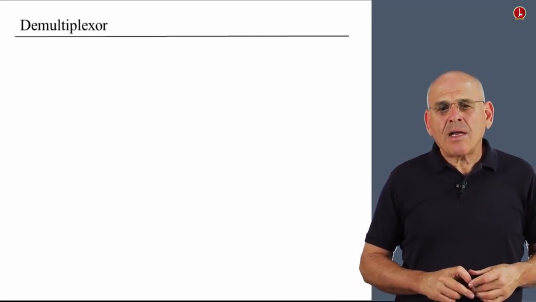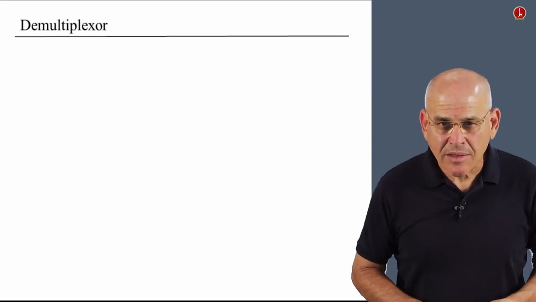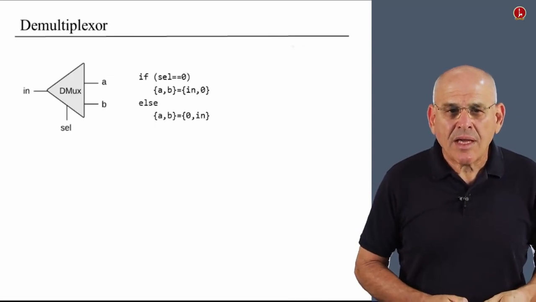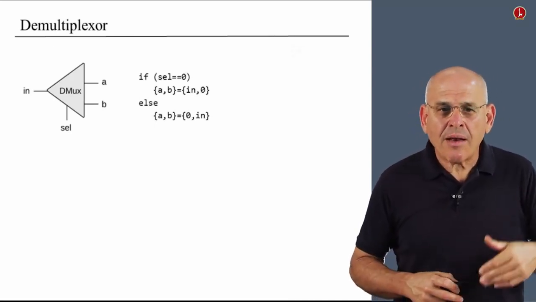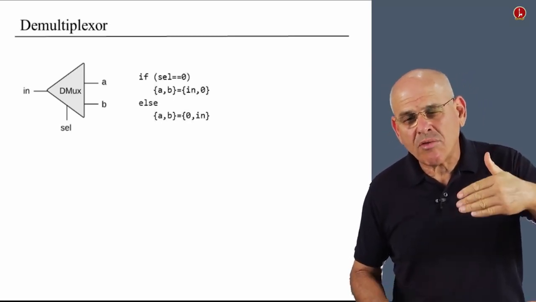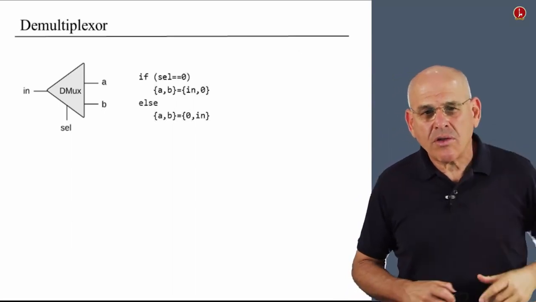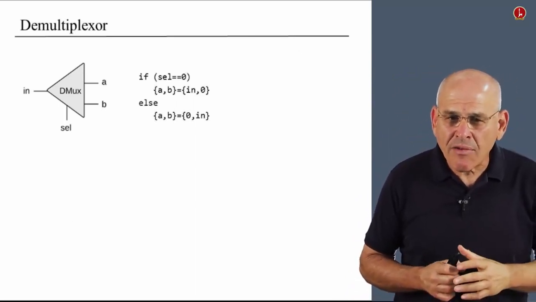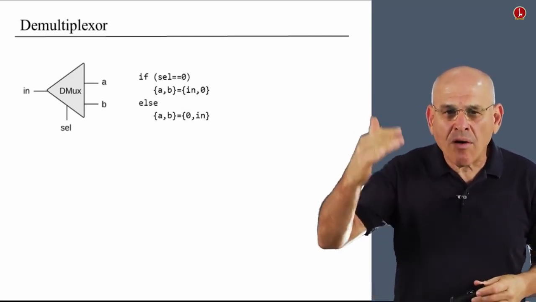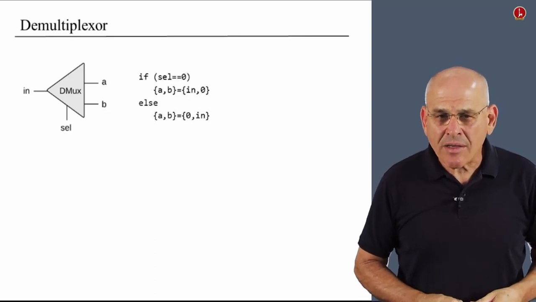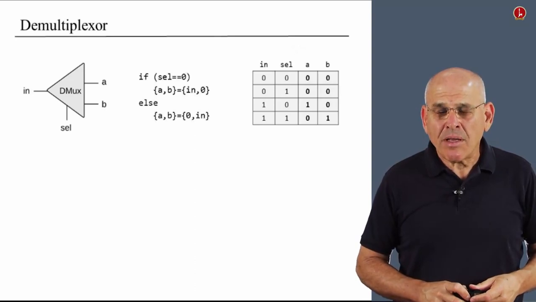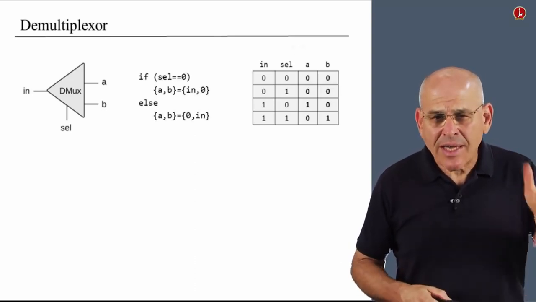All right, moving along, let us talk about the demultiplexer. A demultiplexer looks like the inverse of a multiplexer. It receives a single input, and based on the selection bit, it either channels the input to an A output or to a B output. So it's kind of a distributor of a value into one of several possible channels. In this example, it's a two-way demultiplexer, so it's a relatively simple example. All the other channels get zero.